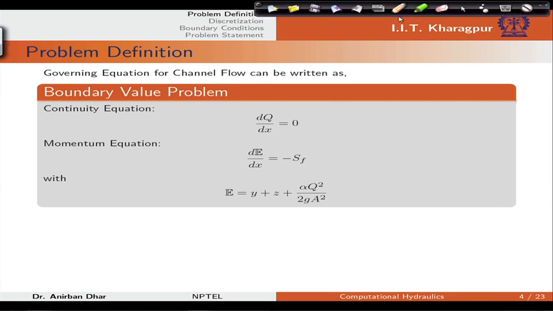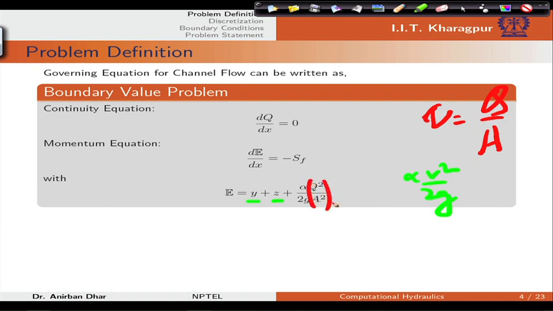and E is the total energy. In this case y is the flow depth, z is the elevation head, and alpha is the momentum correction factor. The term alpha Q square divided by 2g A square is essentially V square by 2g. Now, if you replace this V with Q by A, we will get this term. So, this is alpha Q square by 2g A square.